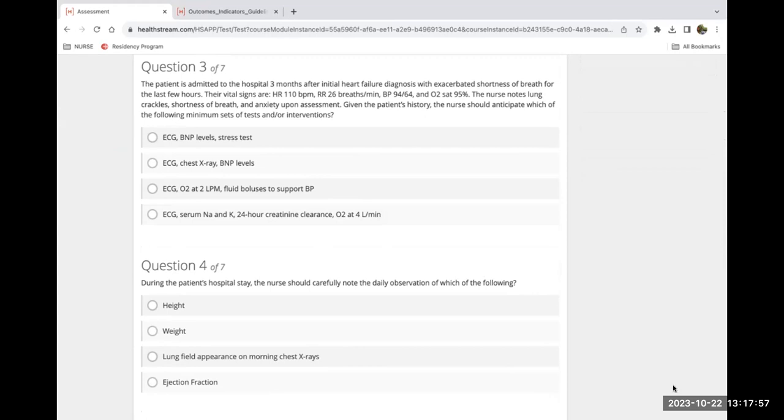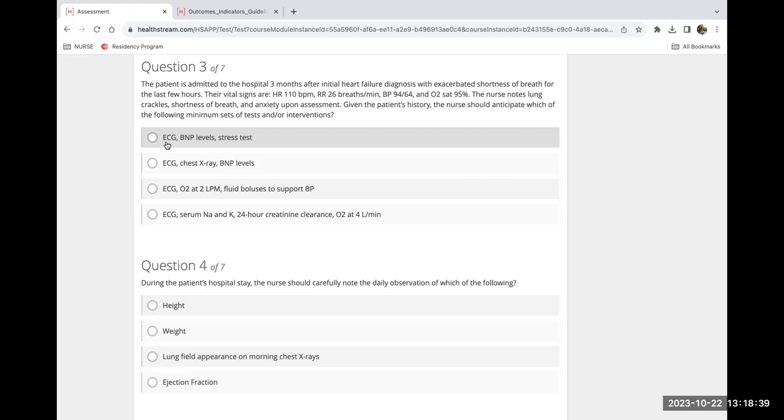The patient is admitted to the hospital 3 months after initial heart failure diagnosis with exacerbated shortness of breath for the last few hours. Their vital signs are heart rate 110 beats per minute, respiratory rate 26 breaths per minute, blood pressure 94/64, oxygen saturation 95%. The nurse notes crackles, shortness of breath, and anxiety upon assessment. Given the patient's history, the nurse should anticipate which of the following minimum sets of tests or interventions: ECG, BNP levels, stress tests.